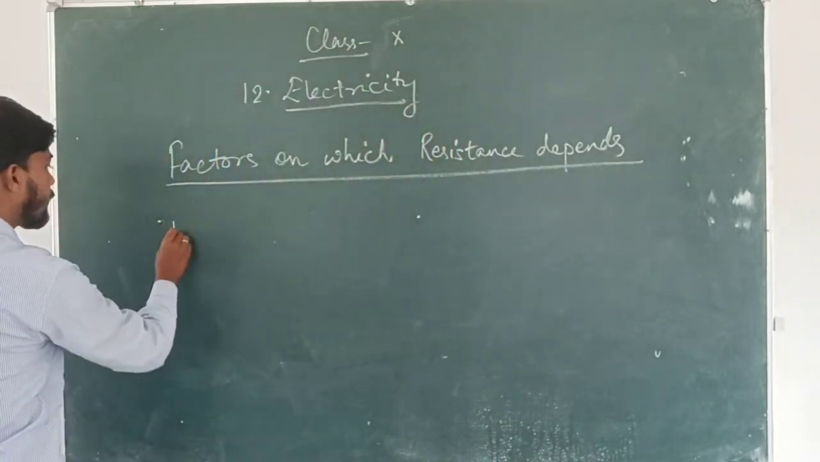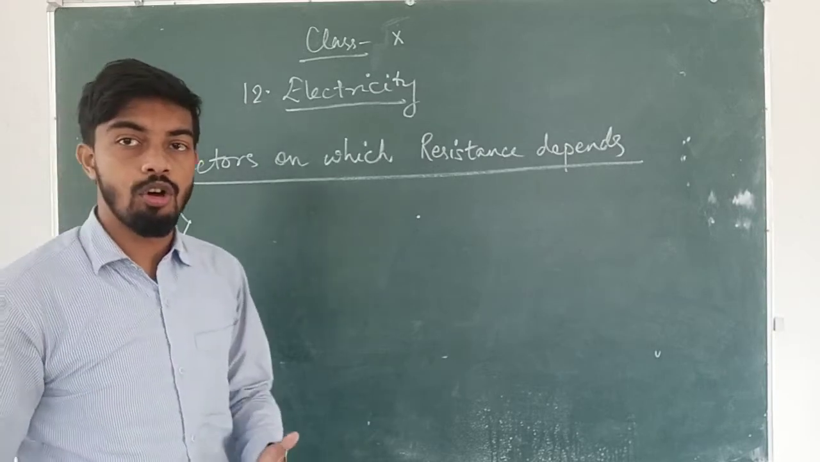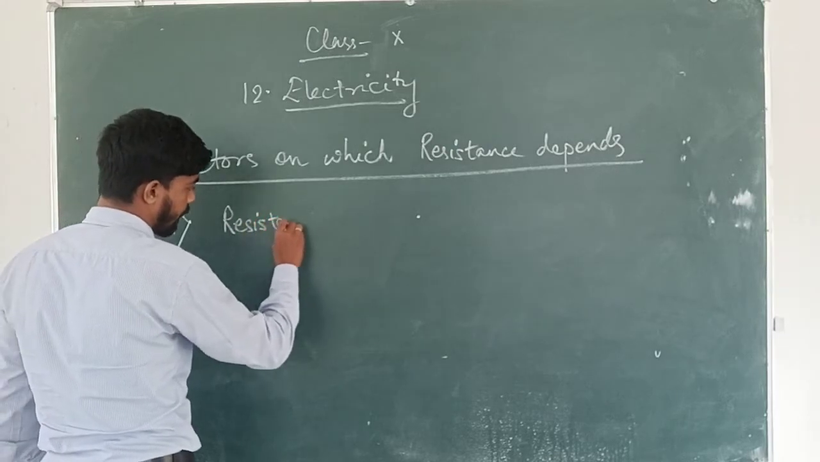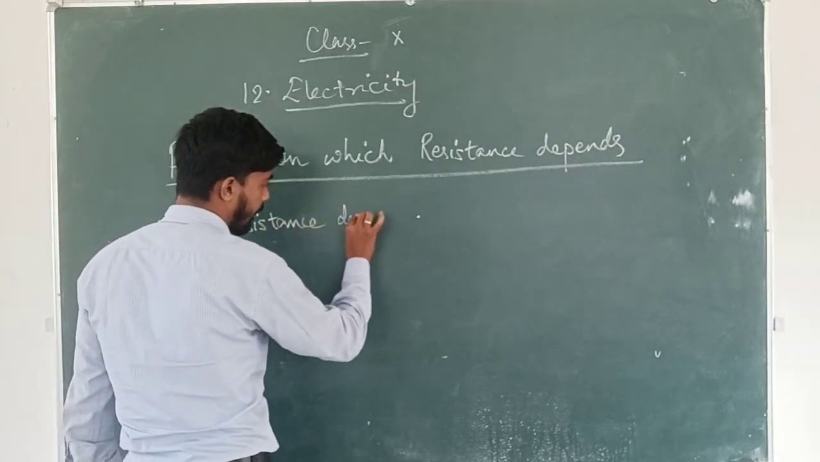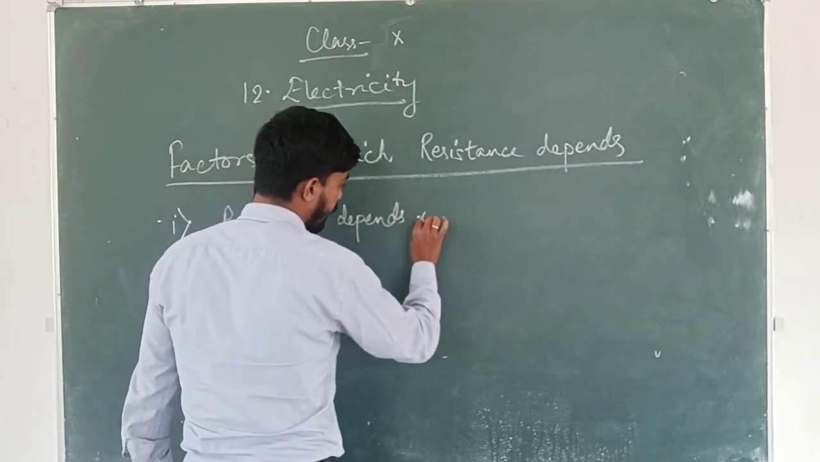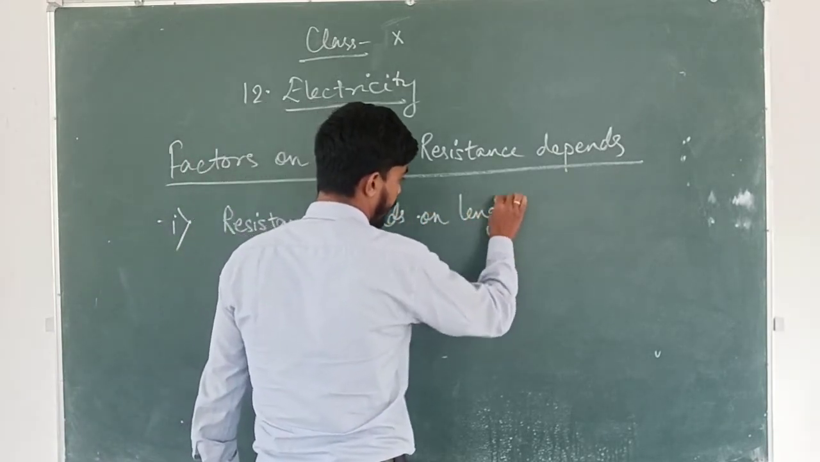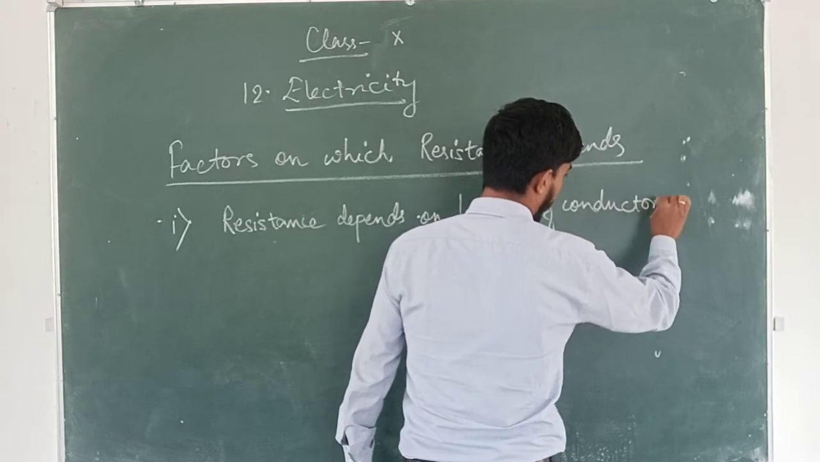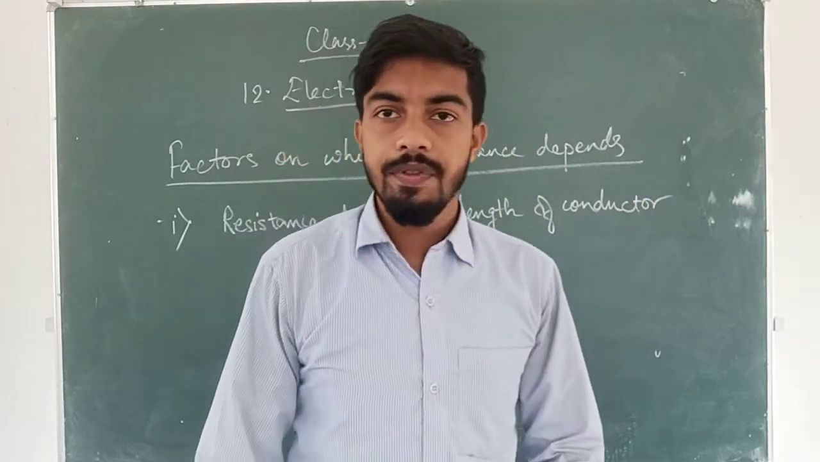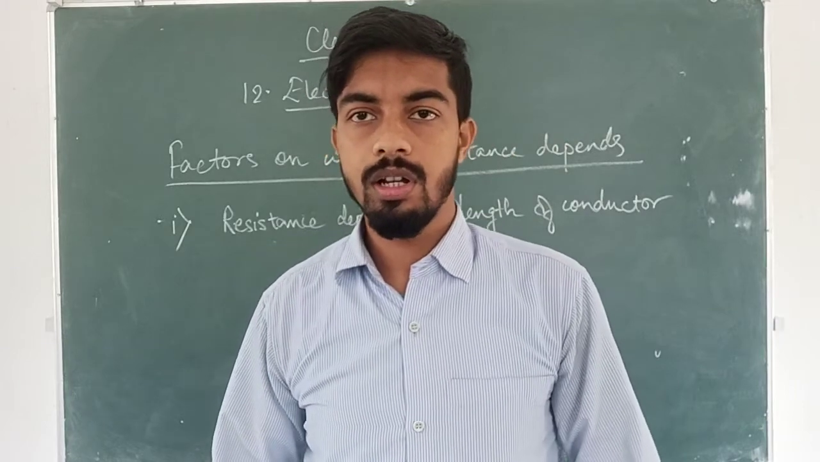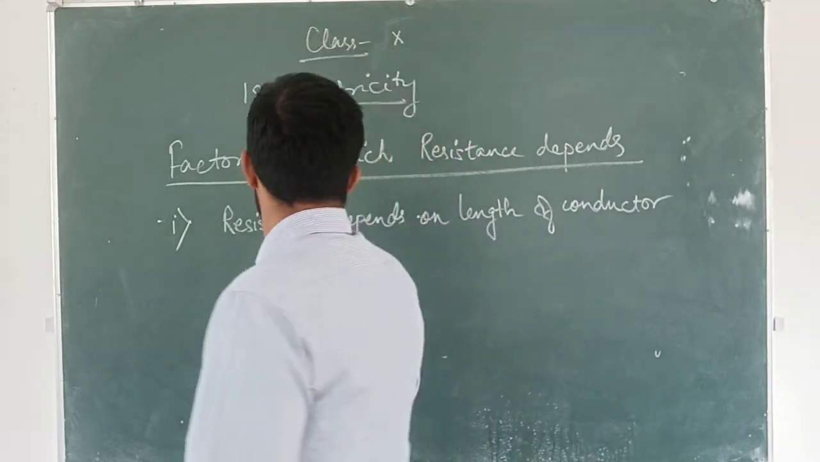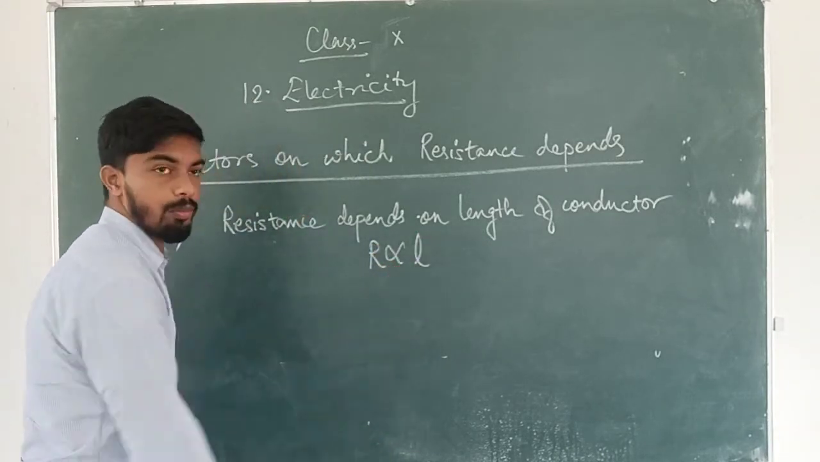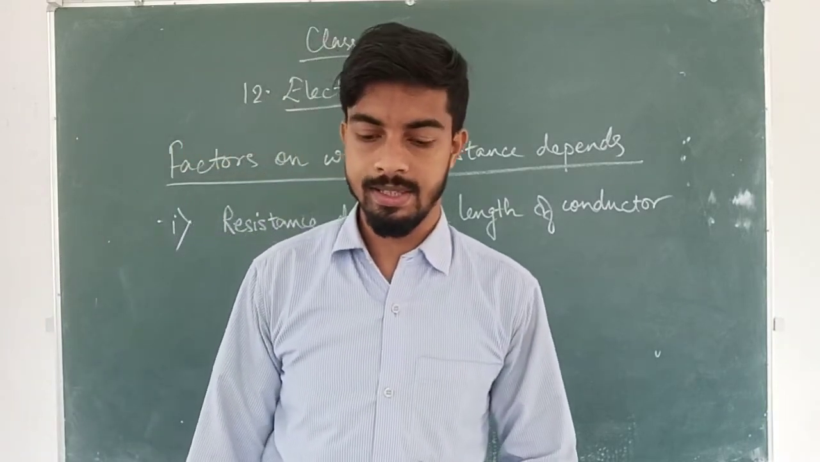Number one, resistance depends on length, the length of the conductor. It means if the conductor is longer, then the resistance will be more. R is directly proportional to the length of the conductor. The longer the conductor, the more the resistance.